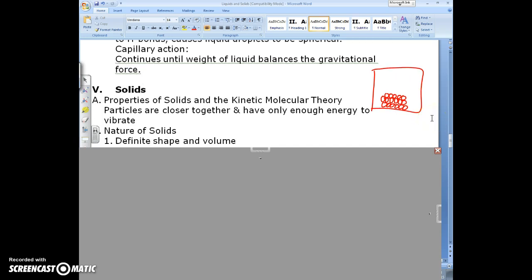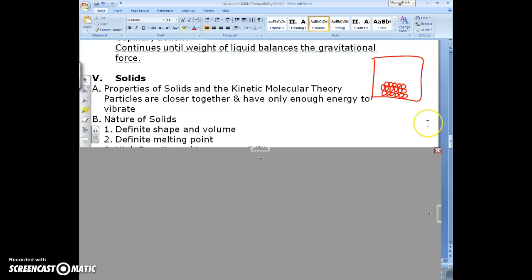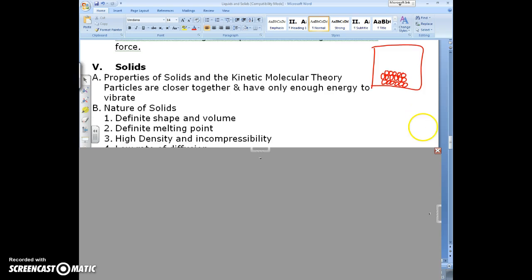Now, nature of solids, from your middle school definition, solids have definite shape and volume, so those particles aren't going to move around. They do have a definite melting point. When a solid reaches its melting point, it melts. It is not a range, it is a point on the scale. And we can use that for identification purposes. If we can figure out what temperature something melts at, we can figure out what that substance is.